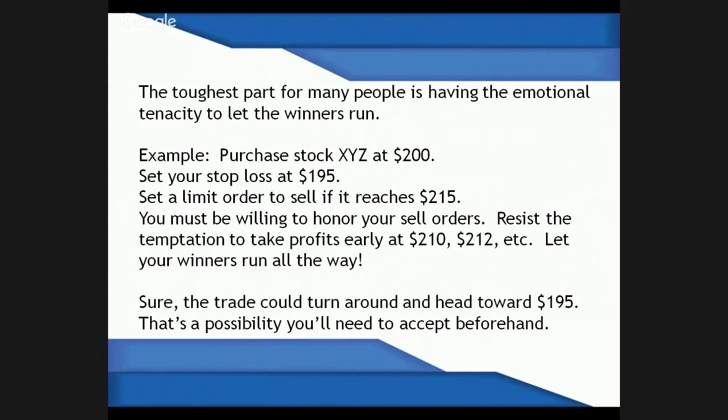So let's go back to that same example. You purchase stock XYZ at $200, set your stop loss at 195, and then you've got your limit order to sell if it reaches 215. You have to be willing to honor both of those conditional sell orders. Resist the temptation to take profits on the way up. Yeah, resist the temptation to take profits early when it hits 208, 210, 212, etc. Let your winners run all the way.